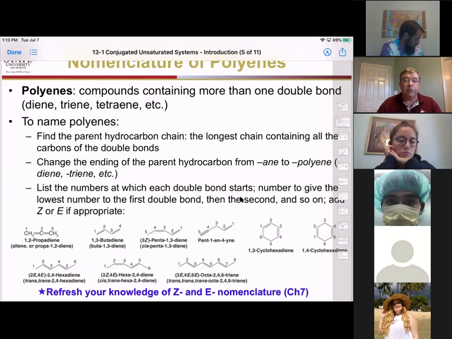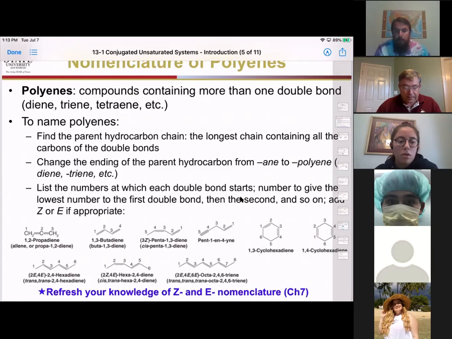And then, of course, we try to number them such that the first double bond gives it our first lowest number, and then we number up from there. And, of course, if you remember, we have the possibility of cis and trans, or E and Z. We'll go over that again in another video, but it's also in chapter 12 of your book, okay?